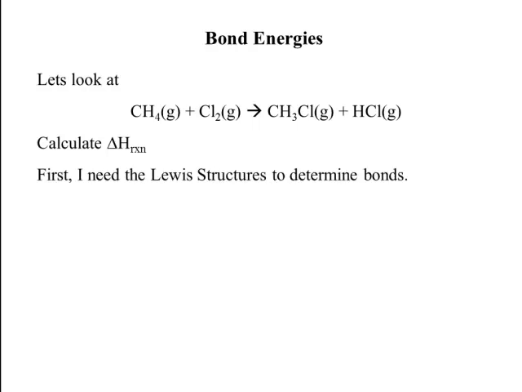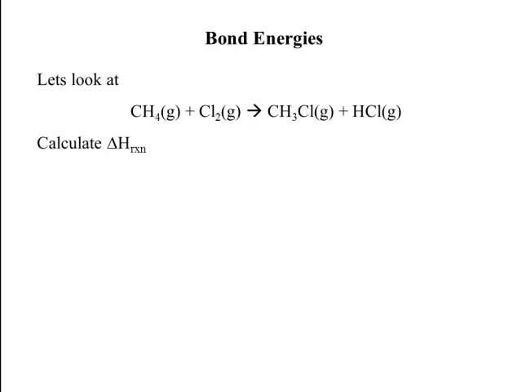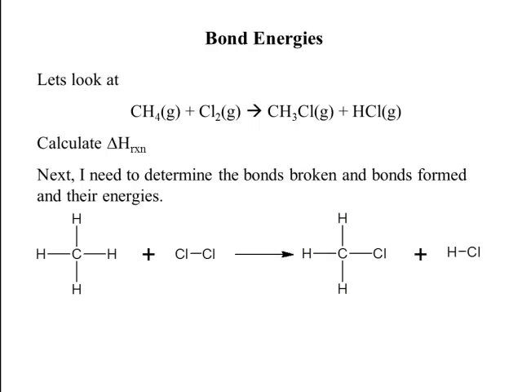Right, so just like last time, we need the Lewis structures. We need to know what bonds we're dealing with. So my Lewis structures, CH4, carbon with 4 hydrogens around it. Cl2 is a chlorine-chlorine single bond. CH3Cl is carbon with 3 hydrogens and 1 chlorine around it. And then HCl is just an HCl single bond. All right, so then next, I need to determine the bonds broken and the bonds formed and their energies. All right, so let's look at our overall reaction here of our Lewis structures.